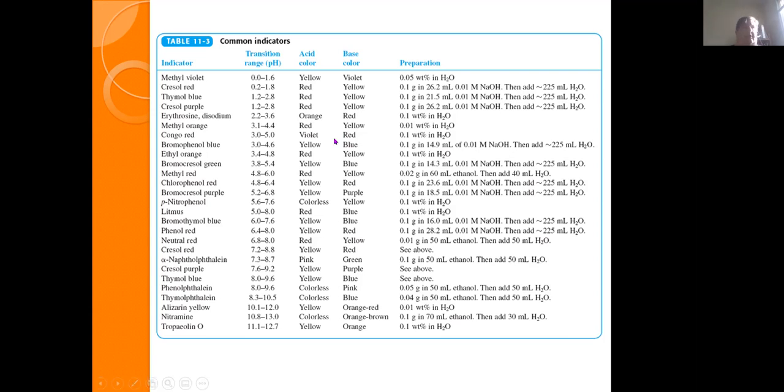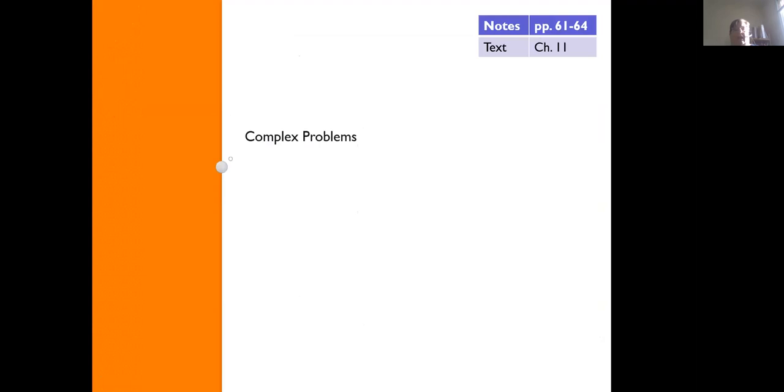Okay, so the next thing that we're going to look at is what I sort of designate as complex problems. These are problems that fall outside of all the calculations that we've done so far, where our assumptions start to fail and we need to come up with another way to work the problem. A lot of these apply to what you're going to do in the titration curves experiment in lab. So we've got lots of spreadsheets here to look at, and most of them you will be doing in lab.